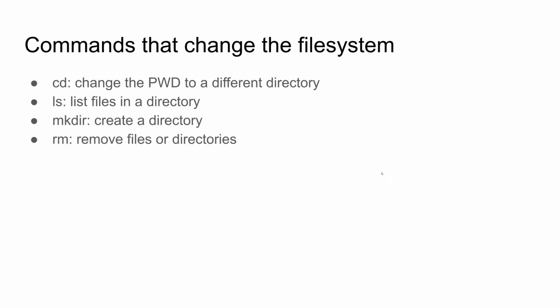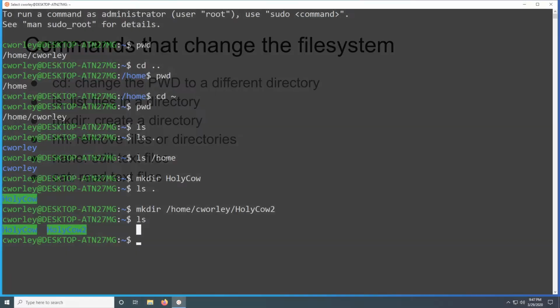So rm can remove files or directories. I won't demonstrate that right now. Nano can edit text files. Cat can read text files. So I can show that off real quick.